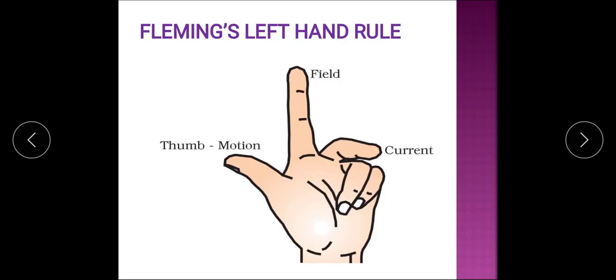Here you can see that the thumb, the forefinger and the middle finger of your left hand are stretched so that they are mutually perpendicular. If they are stretched mutually perpendicular to each other, and your forefinger points in the direction of magnetic field and the middle finger points in the direction of current, then your thumb will point in the direction of force or the motion of the conductor.